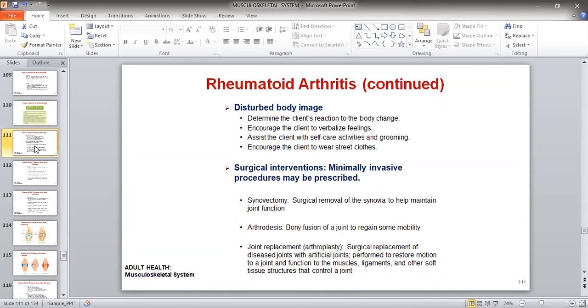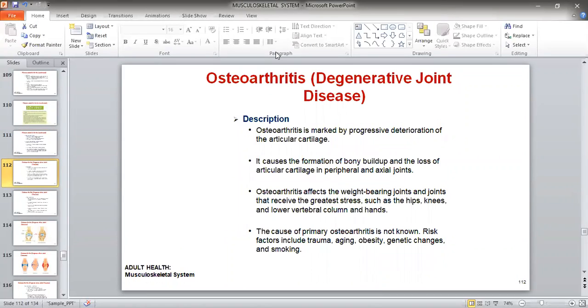Surgical intervention if needed. A minimally invasive procedure may be prescribed, like synovectomies or arthrodesis, or joint replacement, which is called arthroplasty, right? Very late stage. So, osteoarthritis. Keep in mind, osteoarthritis and osteoporosis are not the same, right? Osteoarthritis and osteoporosis are not the same.